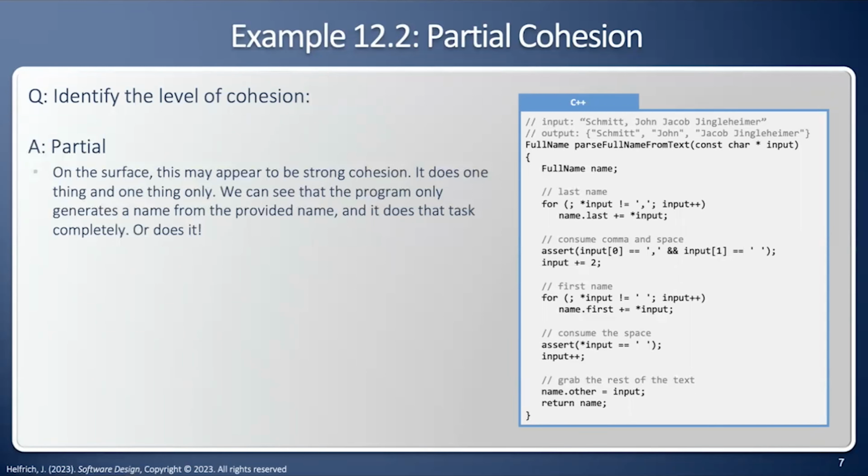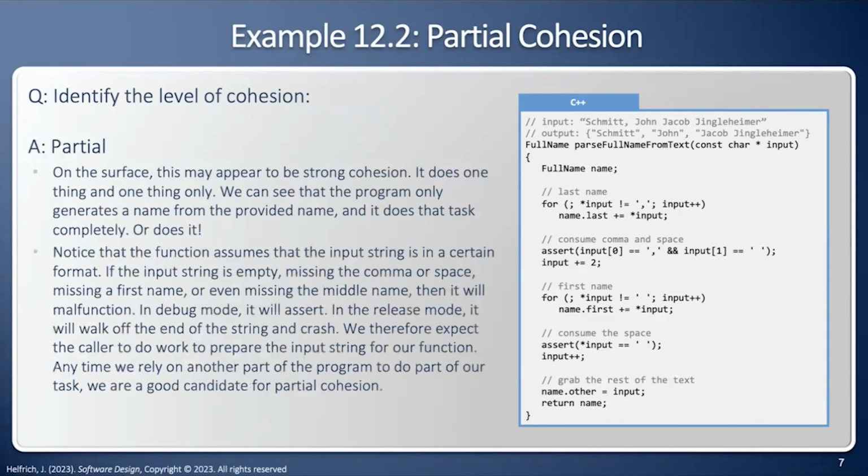The assumption is that the input is in a certain format. If it's not in the correct format, then we have a problem. Therefore, we're going to rely upon another function to do some of the work. And that work is going to put the string in the correct format, or it's going to validate the format is correct. In either case, this function does not do the complete job. And since it doesn't do the complete job, we would call it partial cohesion.